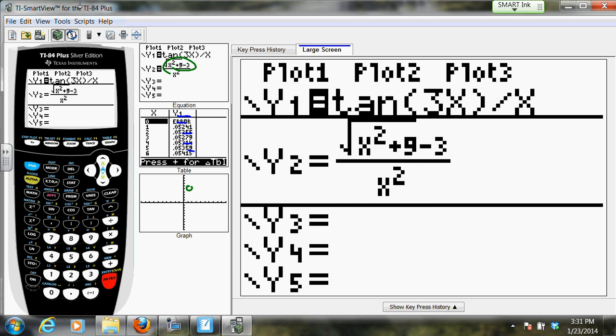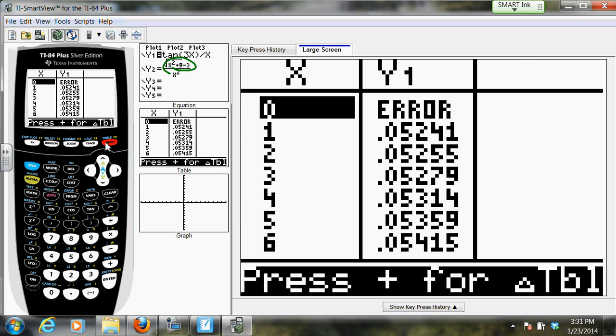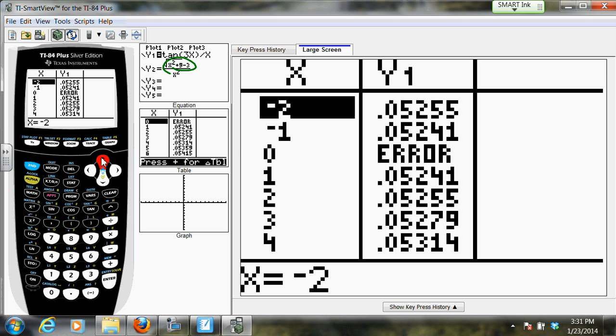And it says we're going to do it from a table. We want to go to our table to see what it looks like first. Okay, we want to know as the limit is approaching 0. It says x is going to 0. So you have these values here: 0.05241, and at 1 it's 0.0521241. So somewhere between there, it hits something.